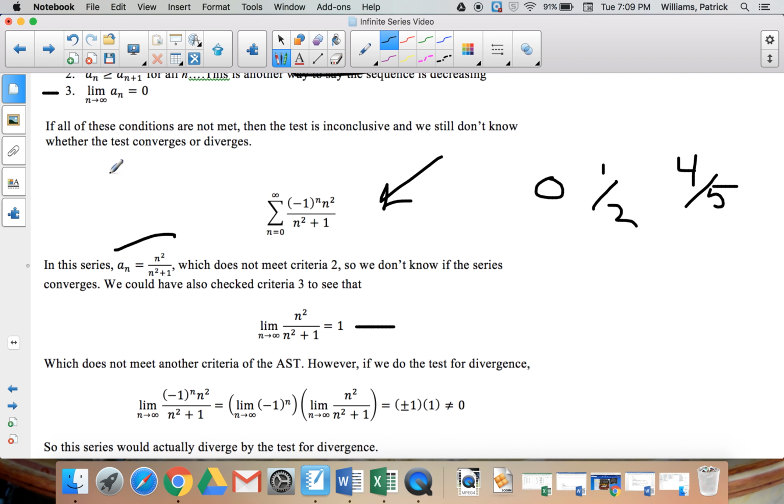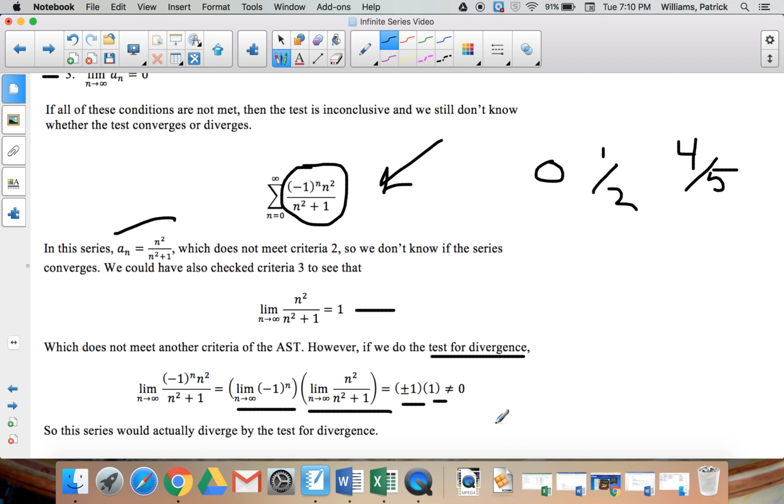It turns out if we try to do the test for divergence, which in this case would be evaluating the limit of this whole thing that's inside the summation, we would actually find that that limit would be an undefined limit because we can break it up as the limit as n goes to infinity of (-1)^n multiplied by the limit as n goes to infinity of n squared over n squared plus 1, which would end up just being something that alternates between plus or minus 1 multiplied by 1, which obviously is not going to be equal to 0. So it turns out if we just did the test for divergence on this in the first case, we would get that this series diverged.